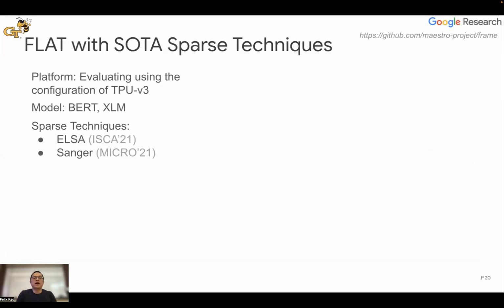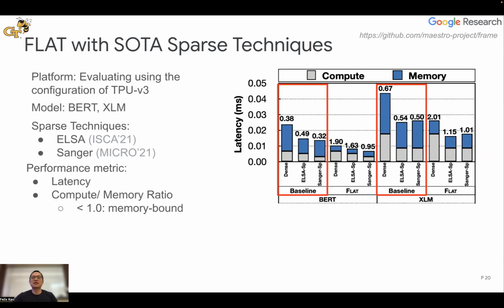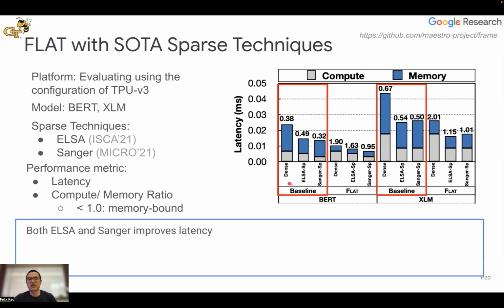We also see how flat can combine with state-of-the-art sparse techniques, and the techniques we consider are ELSA and Senga. The performance metrics are, of course, latency or runtime, and also their compute to memory ratio. When it's smaller than 1, it means that it's memory bound. First of all, we can see that both ELSA and Senga can very effectively reduce the latency compared to the dense baseline.